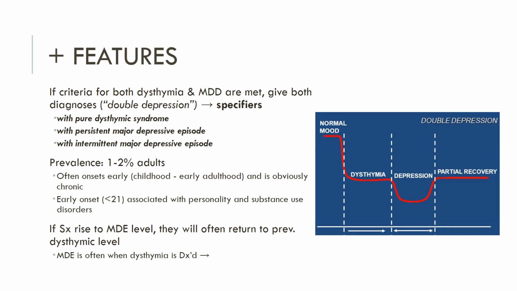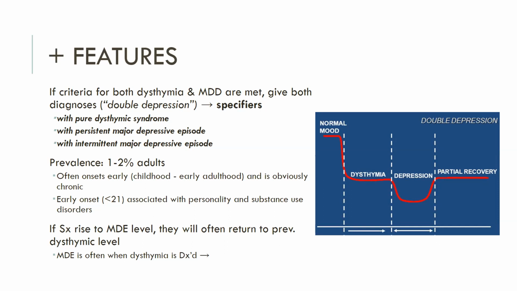If there is a persistent major depressive episode, a long one that's existing during the same time span as the dysthymia, we might include the specifier with persistent major depressive episode. And if we have major depressive episodes that come and go, we might specify with intermittent major depressive episodes. And ultimately, you can see what that looks like to a degree on this chart on the far side of the screen. So for folks with major depressive disorder, they may have a normal mood at their base. And then over time, they'll develop one or more major depressive episodes where their mood dips down really low.